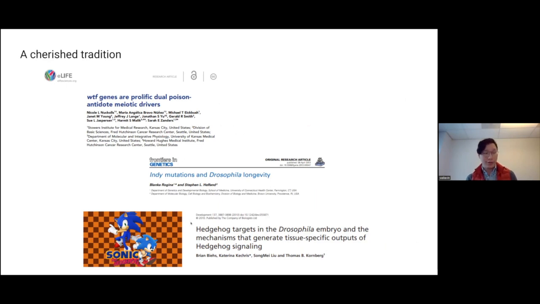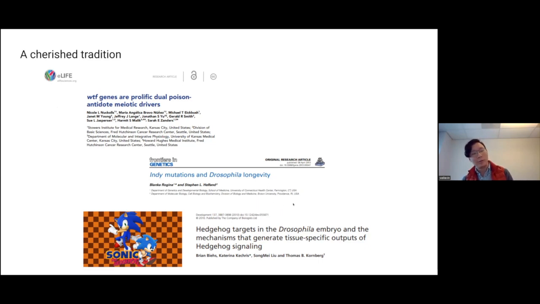So here are some examples, some of which are my personal favorites. There's a family of genes called the WTF gene. This is sort of a backronym. They selected it just to have a funny gene name. Another one is called Indy, which is a mutation that causes flies to be really long-lived. So the Indy stands for I'm not dead yet.